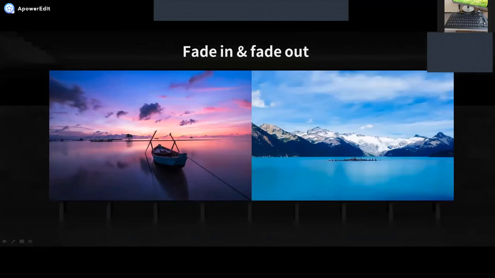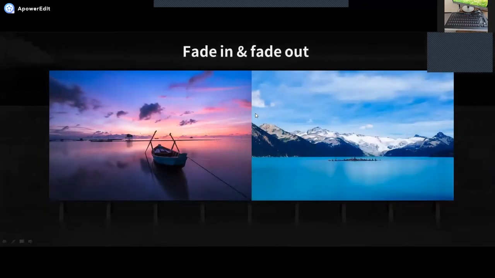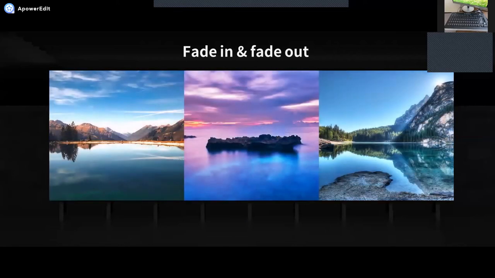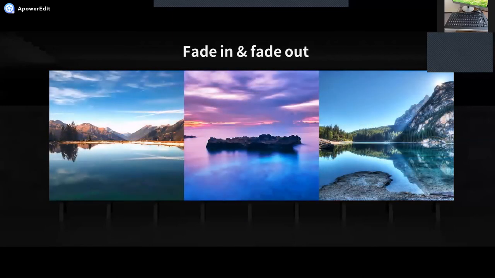And fade in, fade out. When we do sync switching, like sync 1 to sync 2, we can use a fade in, fade out effect. Choose a suitable fade in, fade out time to make your switching more wonderful. So you can see the switching effect. Okay, the switching is fading in and out smoothly.